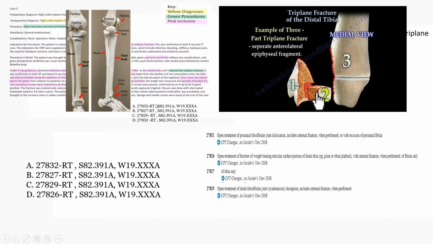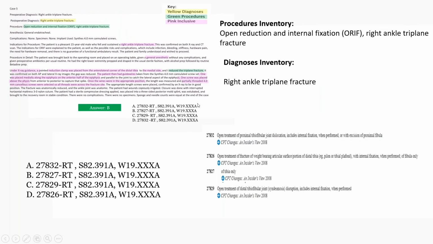And this is what a triplane fracture actually looks like. It involves three planes. That's why it's called a triplane fracture. You can see the first, second, and third. Okay, now let's come back to the coding portion.